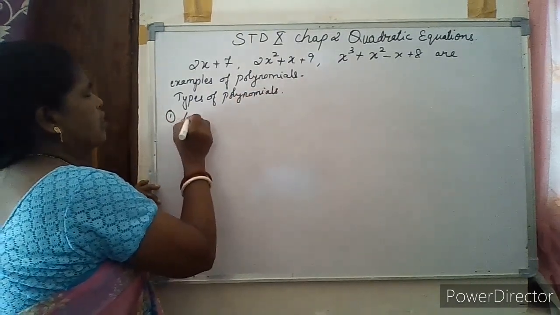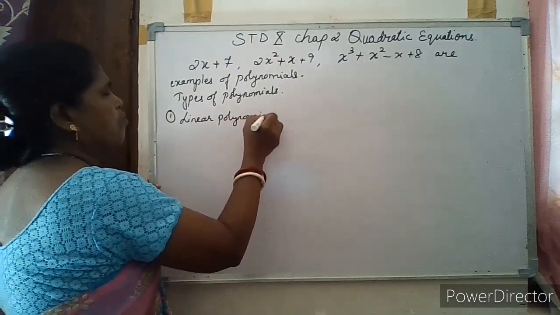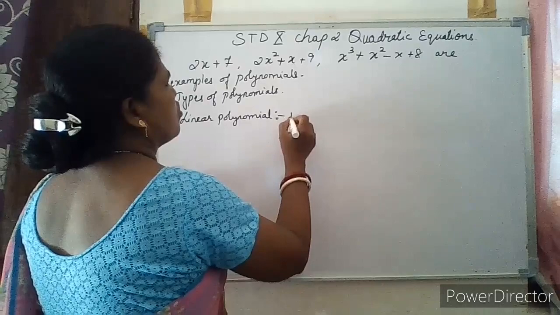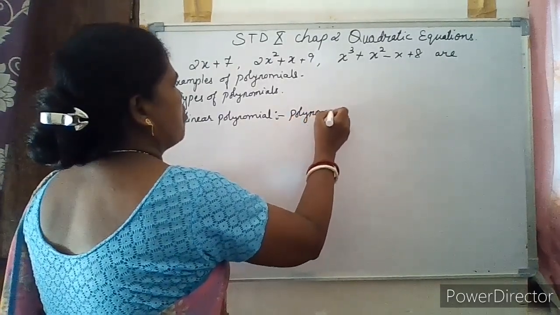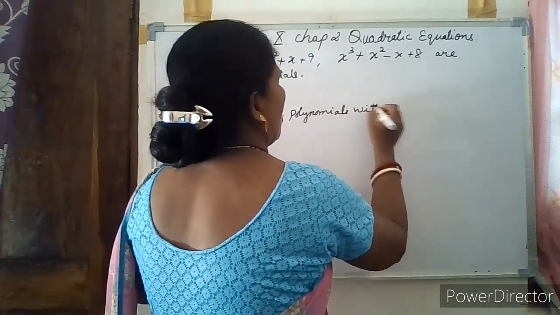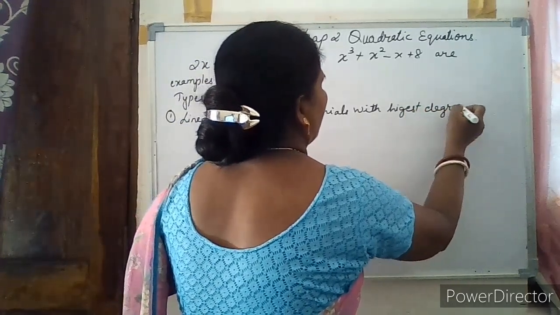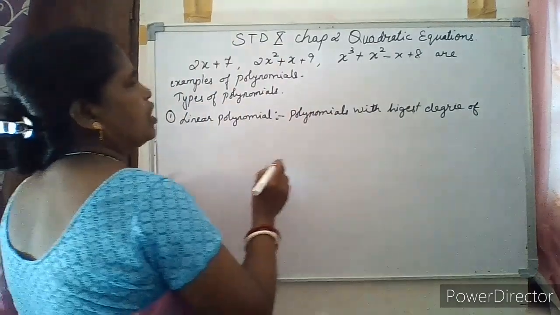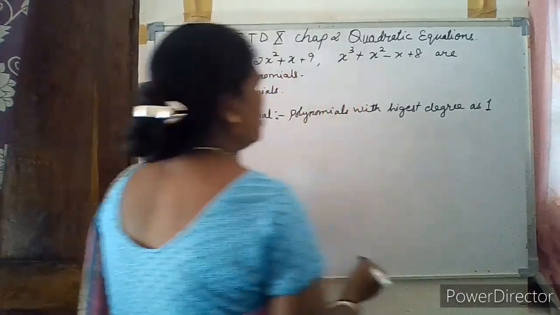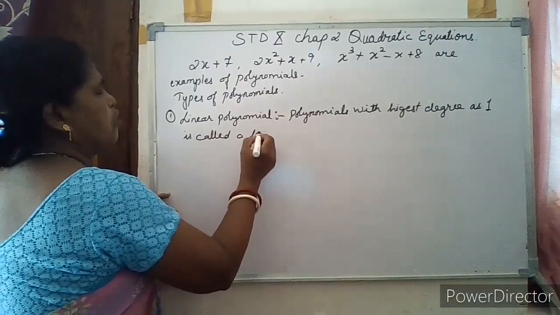First one, that is linear polynomial. What is linear polynomial? Polynomials with highest degree as 1. Highest degree as 1 is called a linear polynomial.